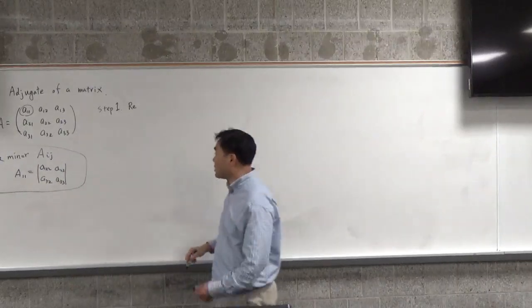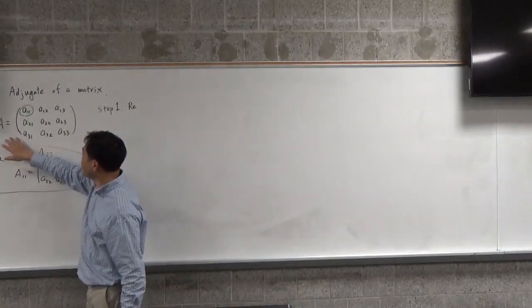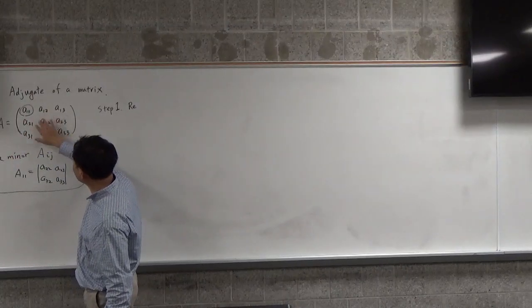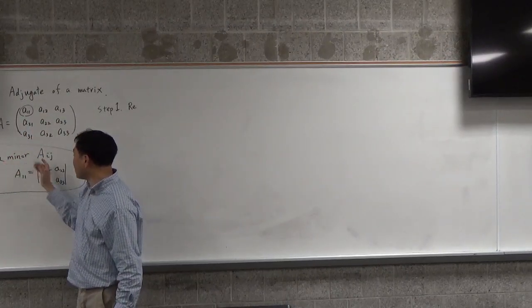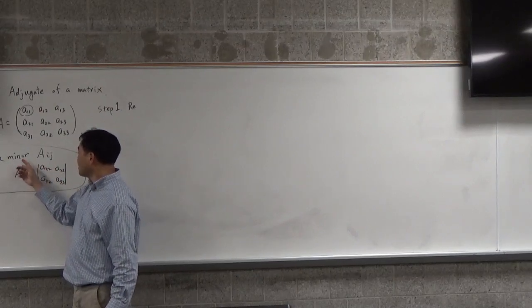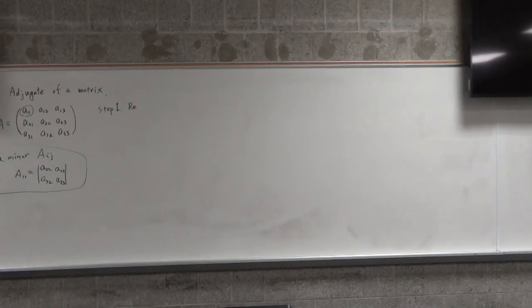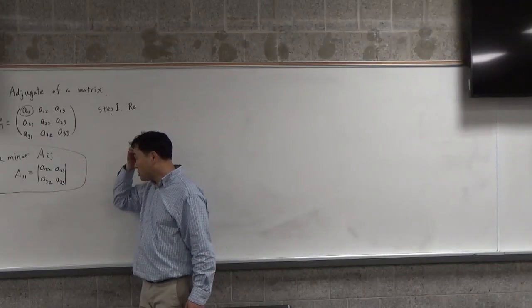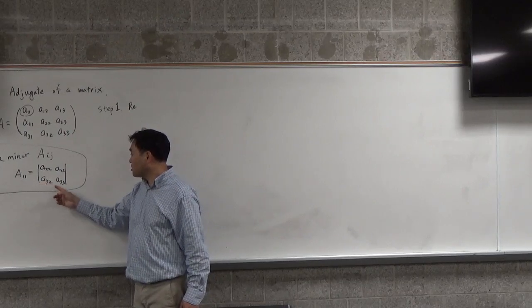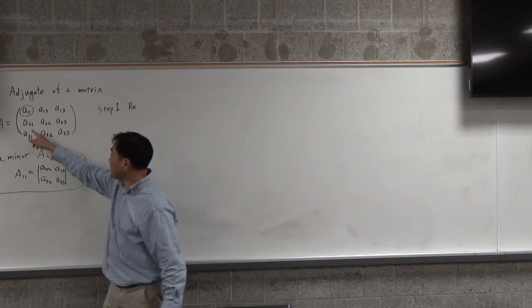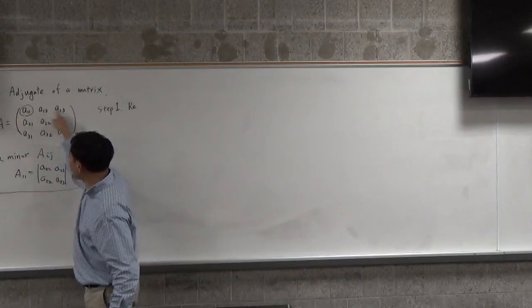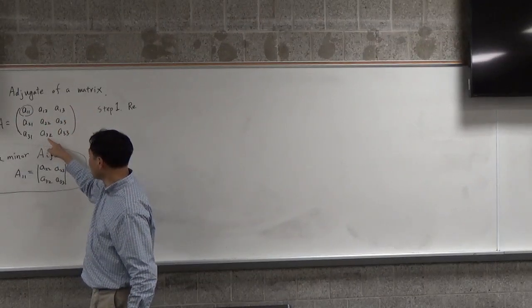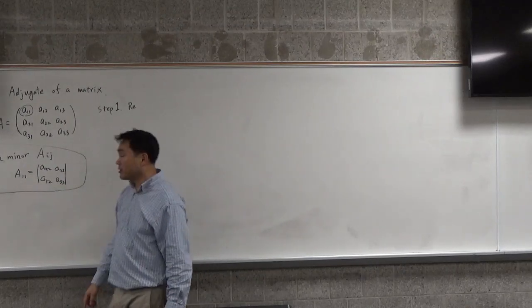Alright, so adjugate of a matrix. Suppose you're given this matrix A11 through A33, and we define the minor of Aij as the determinant of the smaller matrix obtained by taking that element's column and row out. You get a smaller matrix, right? You take the determinant of that, that's called the minor, right?